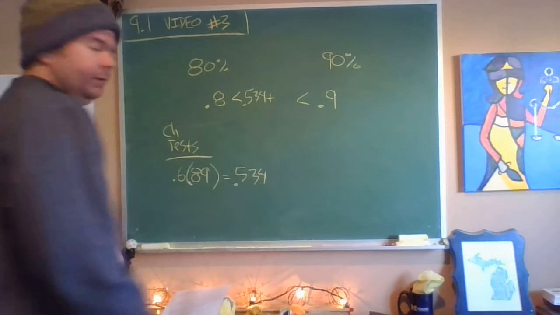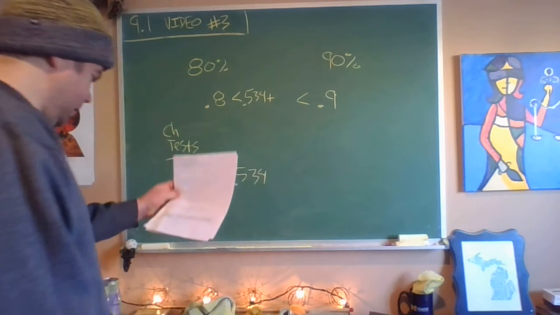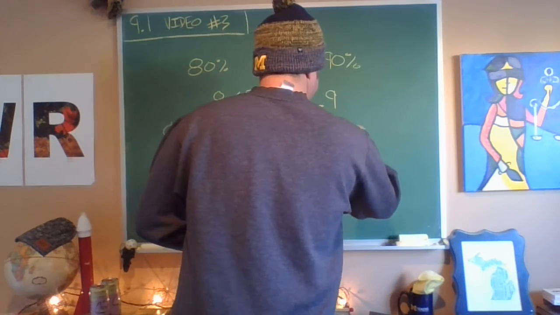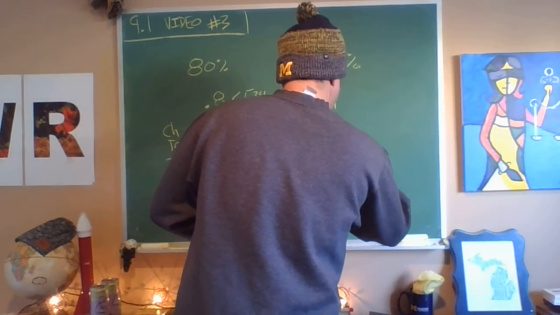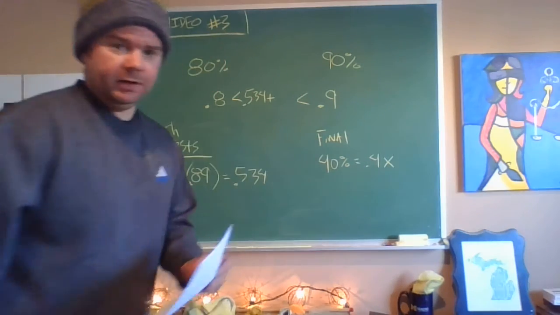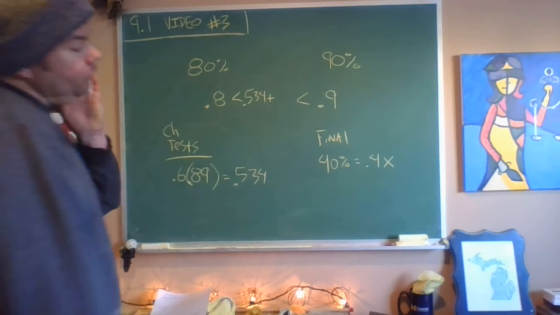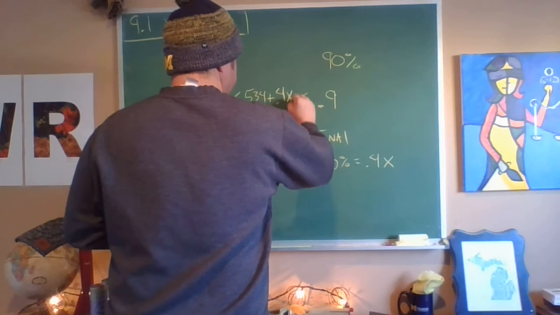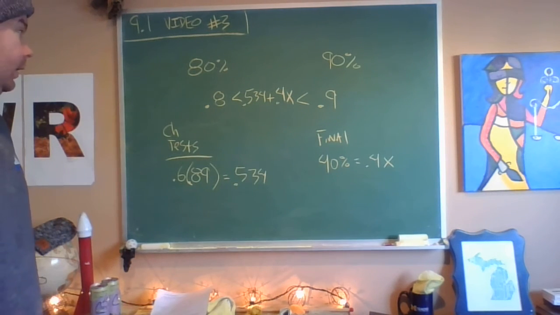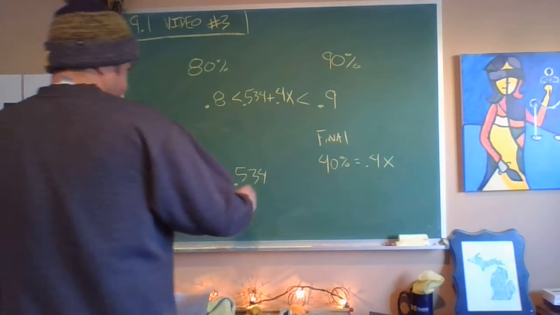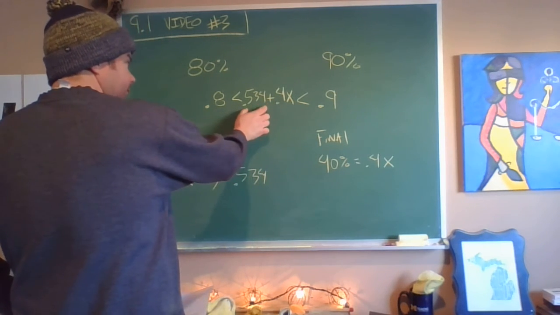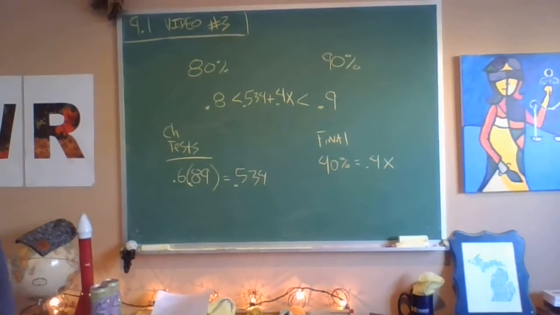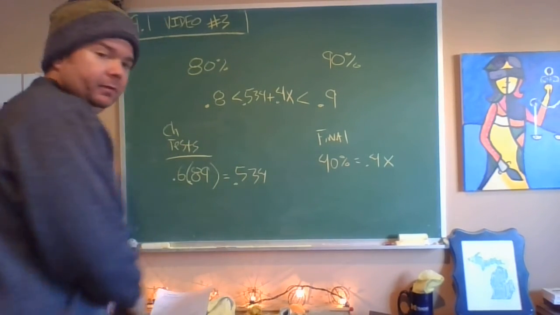But you also have your final exam, and what does it say about the final exam? The final is 40%, which is 0.4. And you don't know what you're going to get on the final. That's what you're trying to figure out. So we're going to represent that final as x. So 0.4x is what goes in here. So chapter test plus final exam is the final grade. You're trying to get your final grade to be between 0.8 and 0.9. Now we just have to solve this for x to see what the situation is.